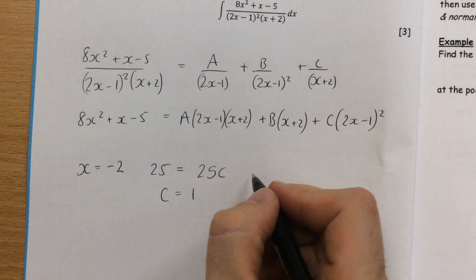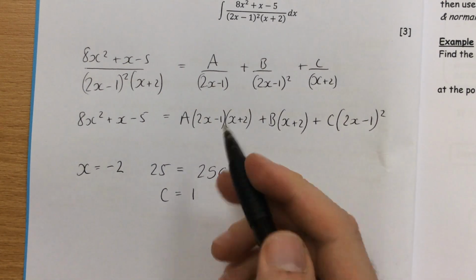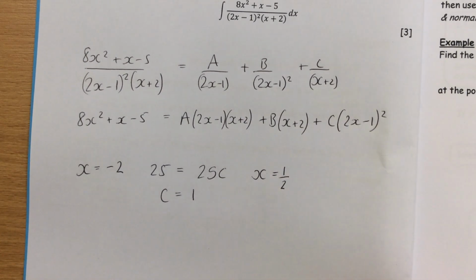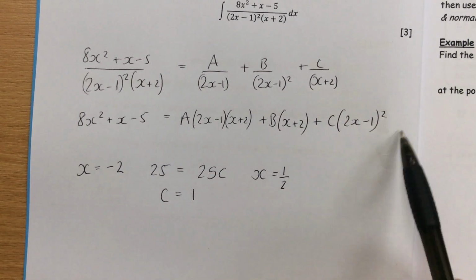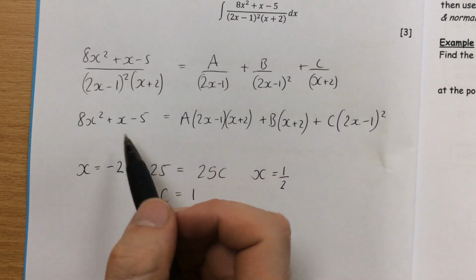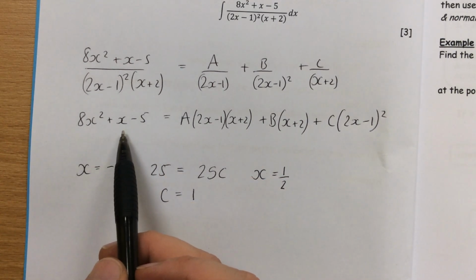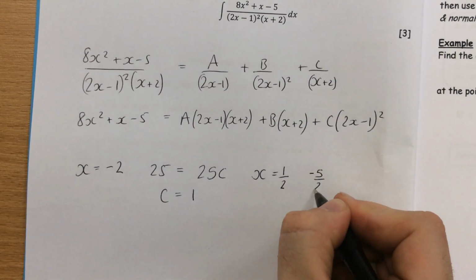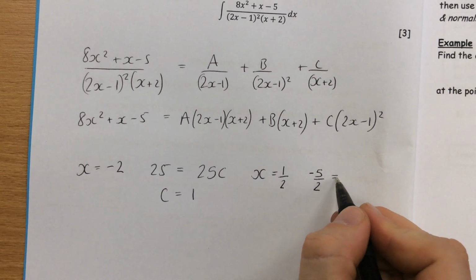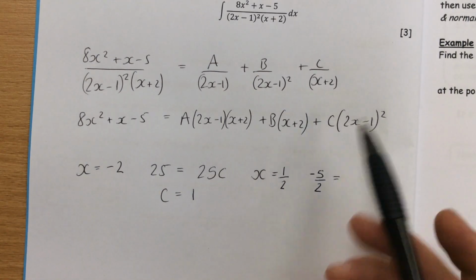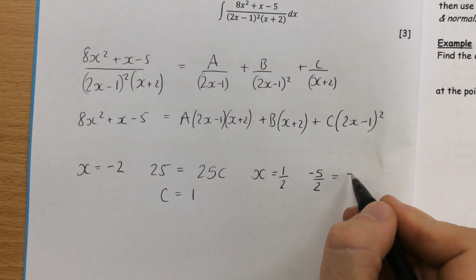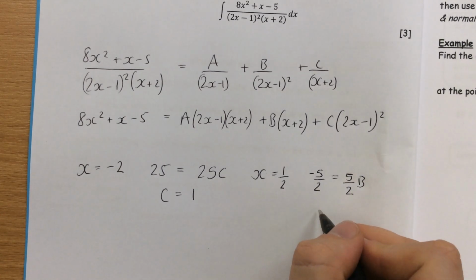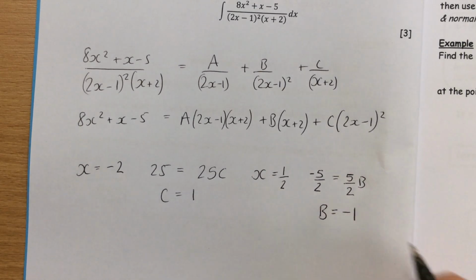The second x value I'm going to put in is a half, because 2 times a half is 1, take away 1 is 0. So I'm going to put x equal to a half, so then this will become 0, and this will become 0, and I'll just be left with b. If I put a half into the left-hand side, I find that that's -5 over 2. Don't forget you've got a calculator for this paper. And then on the right-hand side, this is the only one I'm going to get, and that'll be 5 over 2 b. So then b is equal to -1.